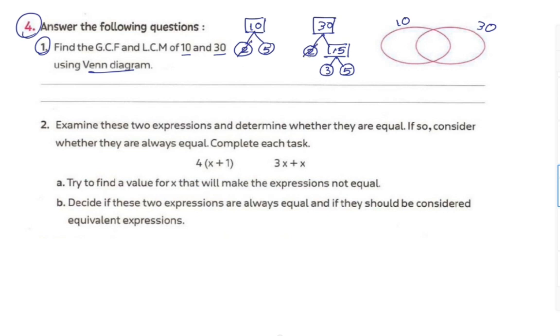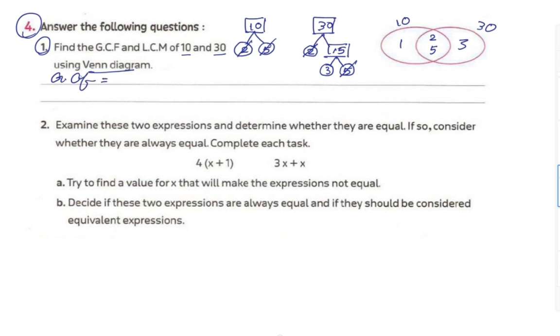2 and 2. Just write one 2 in the common space. 5 and 5. Write one 5 at the common space. Now, what's the other factor of 10? There is no other factor. I take 2 and 5 here. So maybe 1, or don't write any number. And here for 30, I take 2 and 5. There is another factor, 3. Write 3 here.